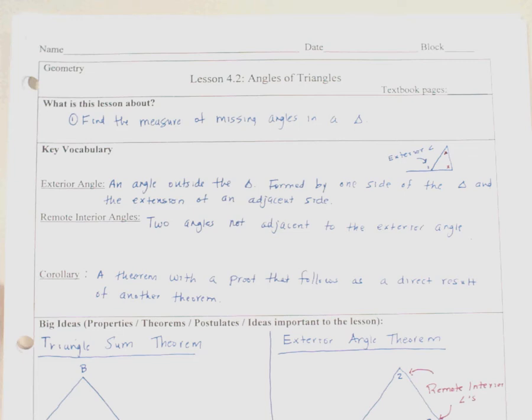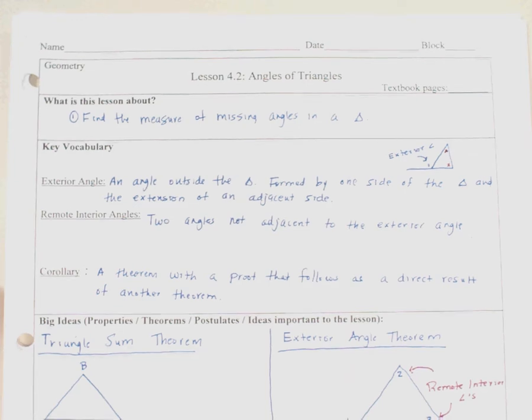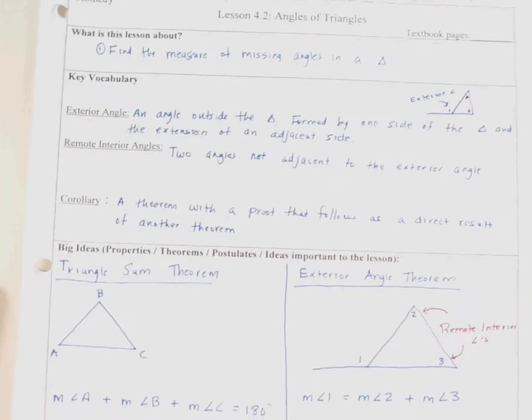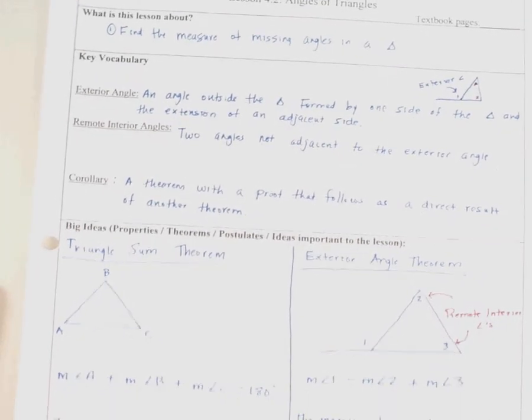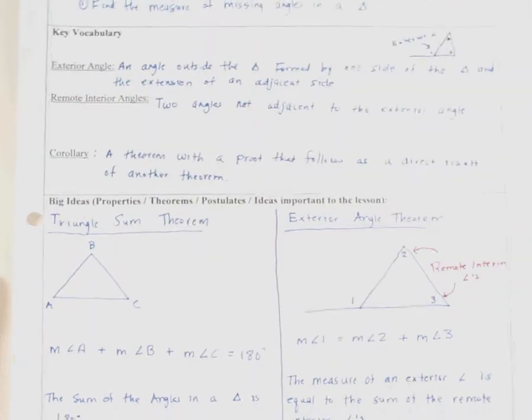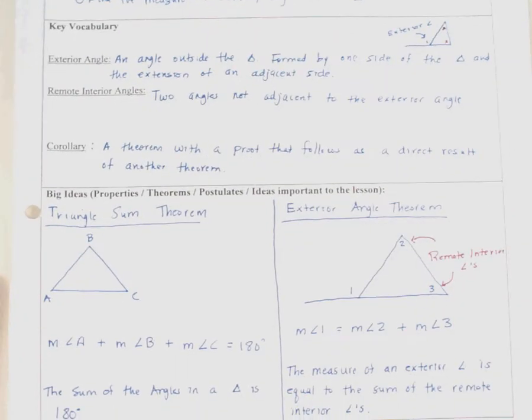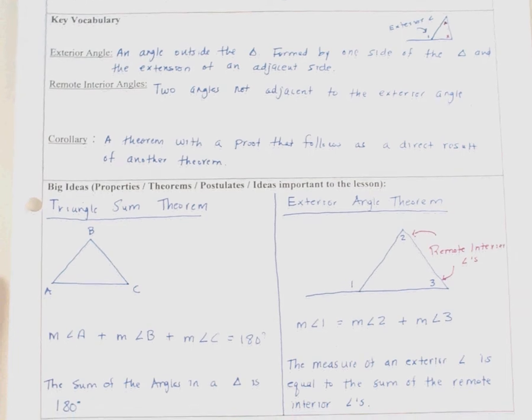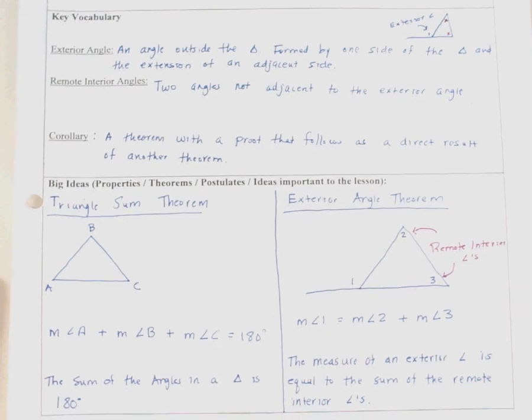Now, there are two big ideas in this lesson that you should have read about. The first big idea is the triangle sum theorem. The triangle sum theorem says that the measures of the angles of a triangle have a sum of 180 degrees.